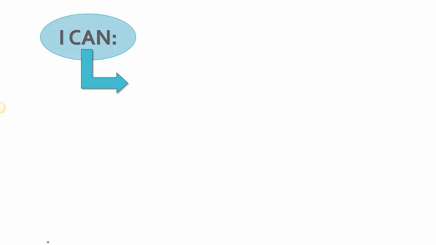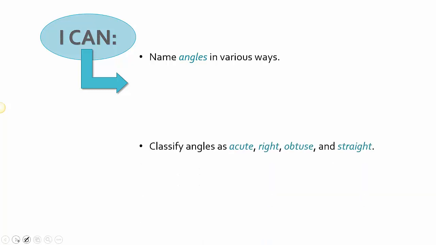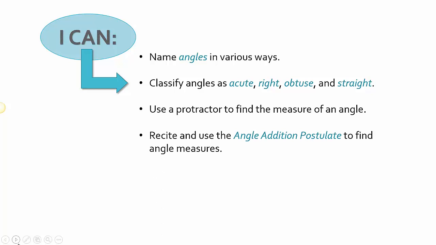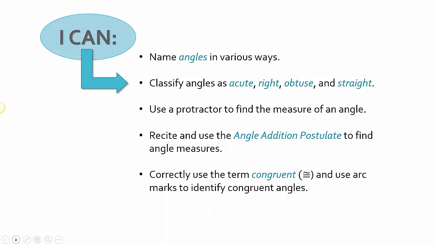By the end of this lesson, hopefully you will say, I can name angles in various ways, classify angles as acute, right, obtuse, and straight, use a protractor to find the measure of an angle, recite and use the angle addition postulate to find the measure of angles, correctly use the term congruent and the arc marks to identify congruent angles, and use angle bisectors to find angle measures.